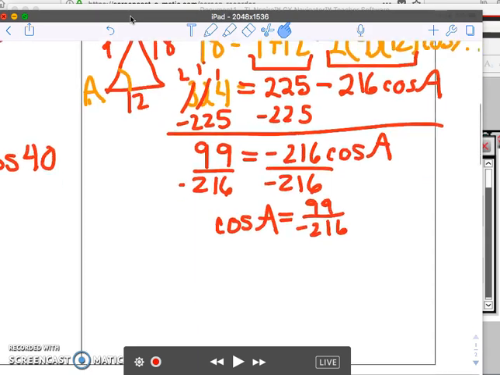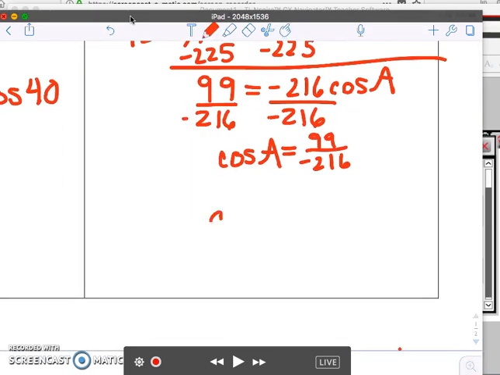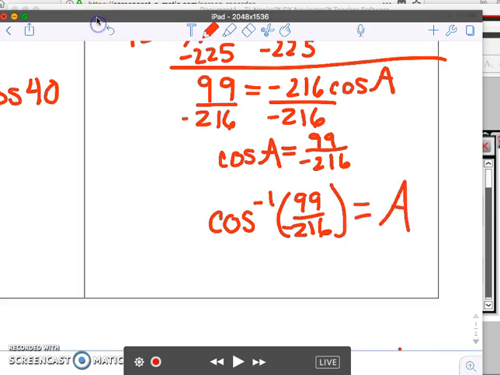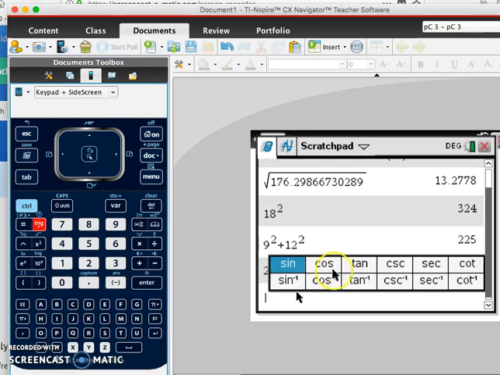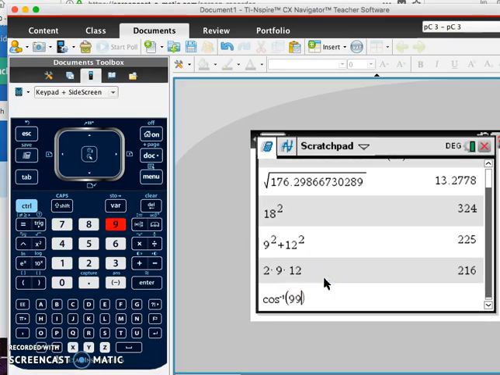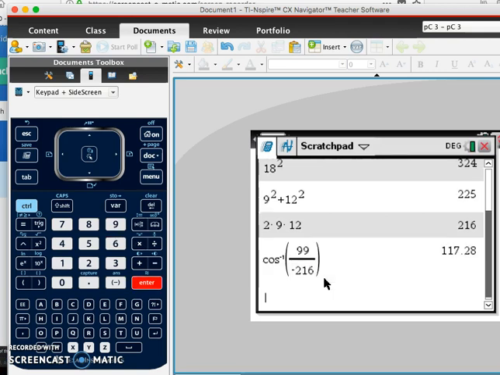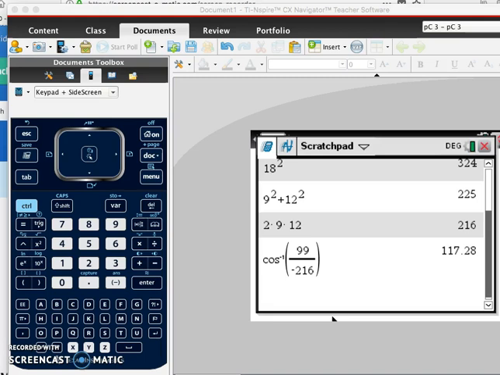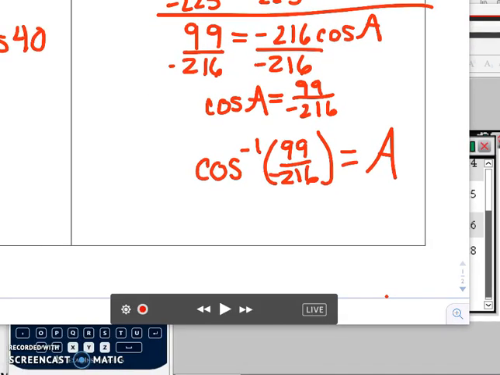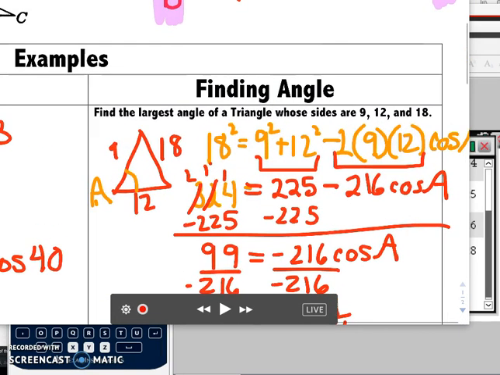But since we're finding that angle, what you guys know is we need to use the inverse. So cos negative 1 of 99 divided by negative 216 should give us our angle A. So we can go back to the calculator here, trig cosine, 99 divided by negative 216, and we have 117.3 degrees. So we have A equals 117.3 degrees. And as soon as we have A again, if we needed to solve other sides, we could use law of sines.